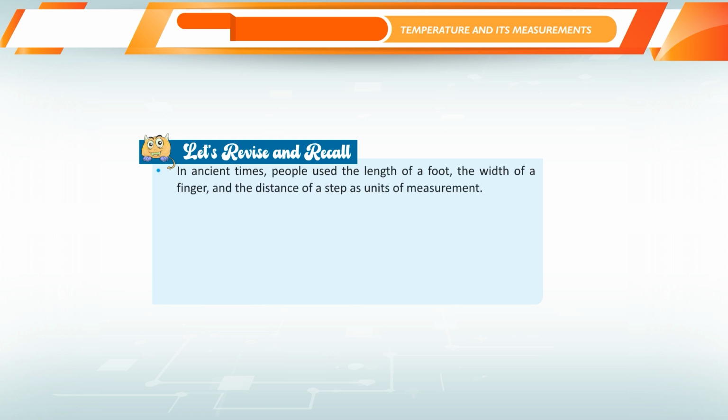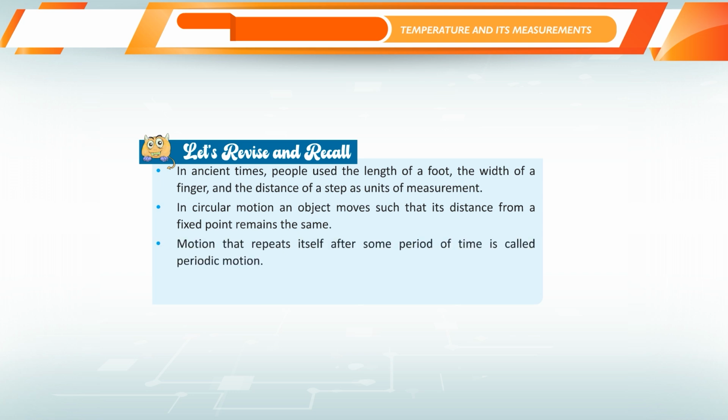Let's revise and recall. In ancient times, people used the length of a foot, the width of a finger, and the distance of a step as units of measurement. In circular motion, an object moves such that its distance from a fixed point remains the same. Motion that repeats itself after some period of time is called periodic motion. For measuring the length of an object, you must choose a suitable device.